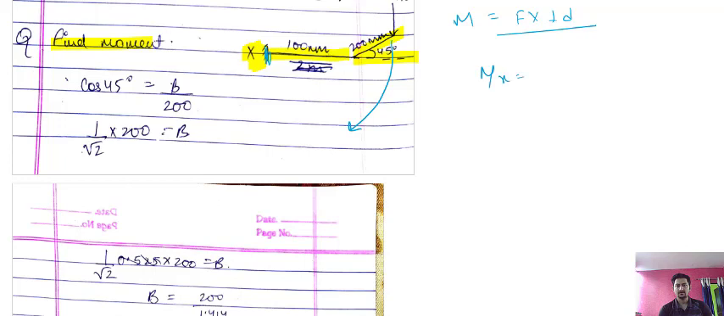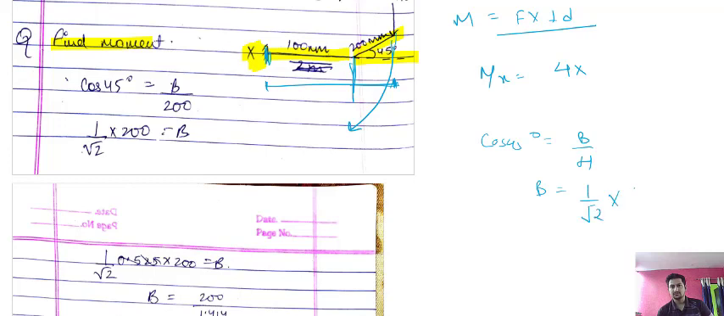So what will be the moment at x? The moment at point x will be 4 into the perpendicular distance, which is the distance from here to here. We have only this distance, which is 100 mm, and for calculation of this perpendicular distance we have the angle 45 degrees. Cos 45 is equal to base upon hypotenuse. The hypotenuse is 200 mm and the base you need to calculate. So base will be 1 by root 2 into the hypotenuse, 200 mm.